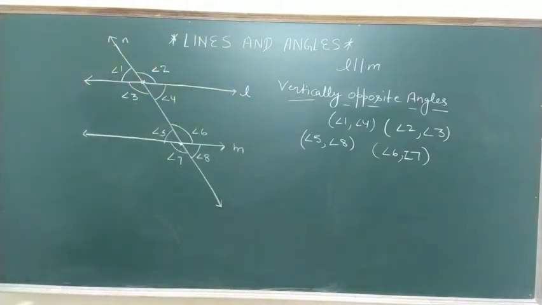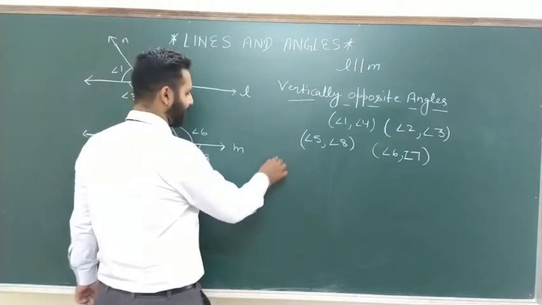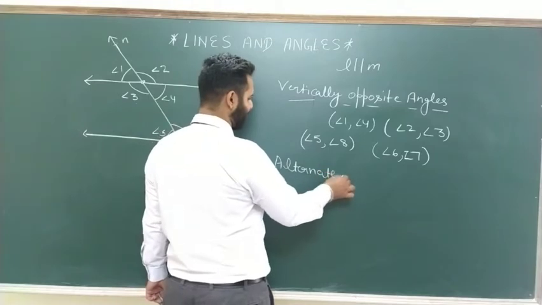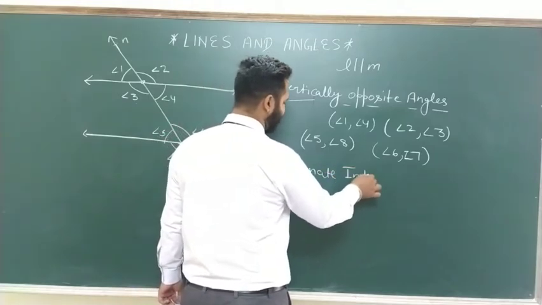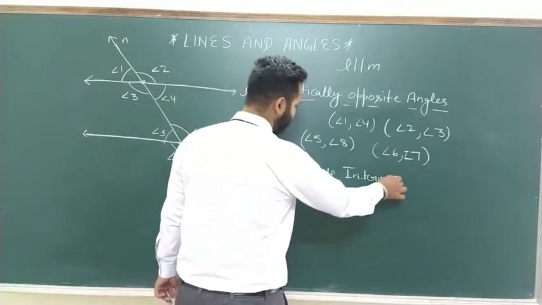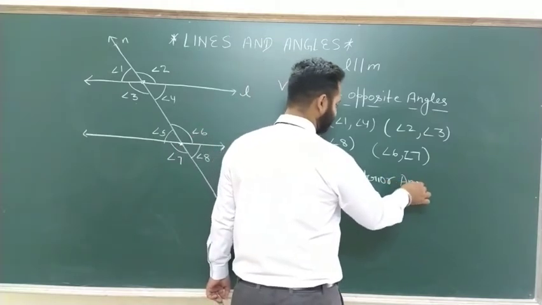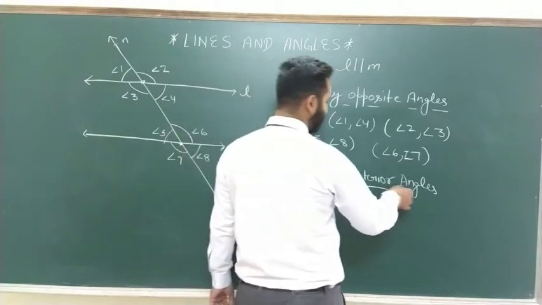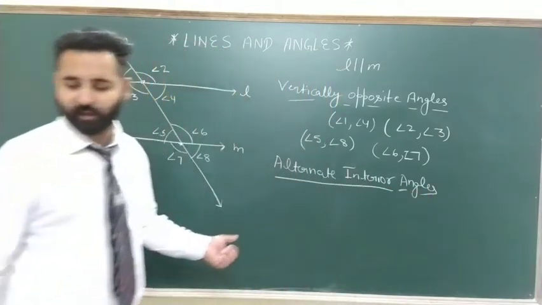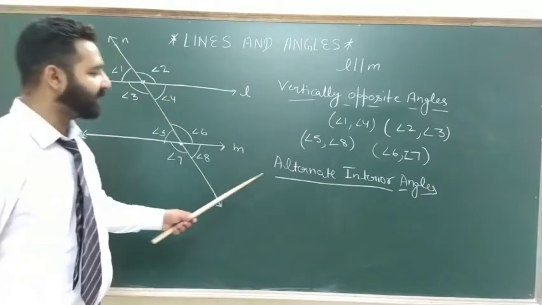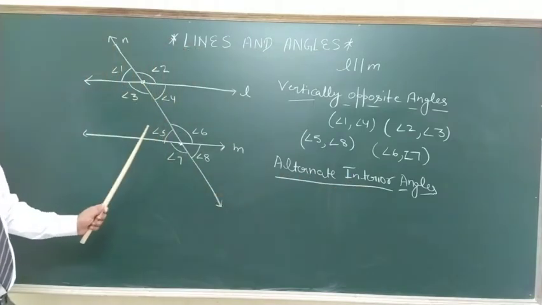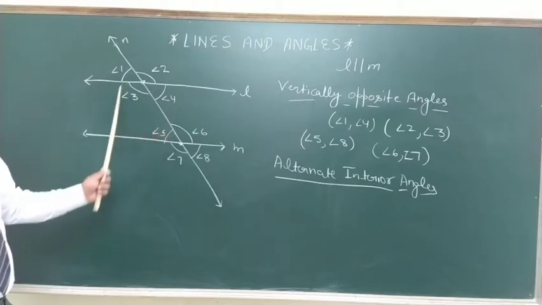After vertically opposite angles, let us discuss alternate interior angles. Now the word alternate means different sides. Interior means inside. Alternate means opposite sides of the transversal and inside of these two lines.